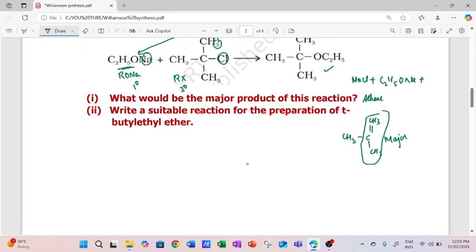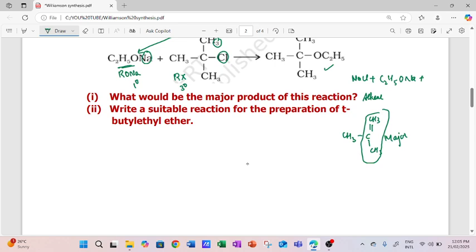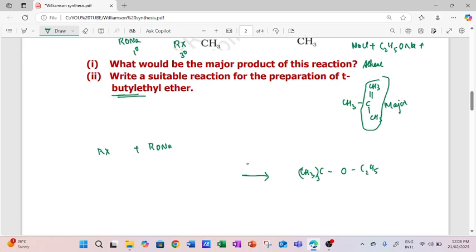Now write the suitable reaction for the preparation of tertiary butyl ethyl ether. Tertiary butyl means (CH3)3C. This is tertiary butyl. Ethyl is C2H5. Of course, we have to connect it with an oxygen atom. So to prepare this ether, which alkyl halide and sodium alkoxide to take, we have to select according to the nature of the alkyl group.